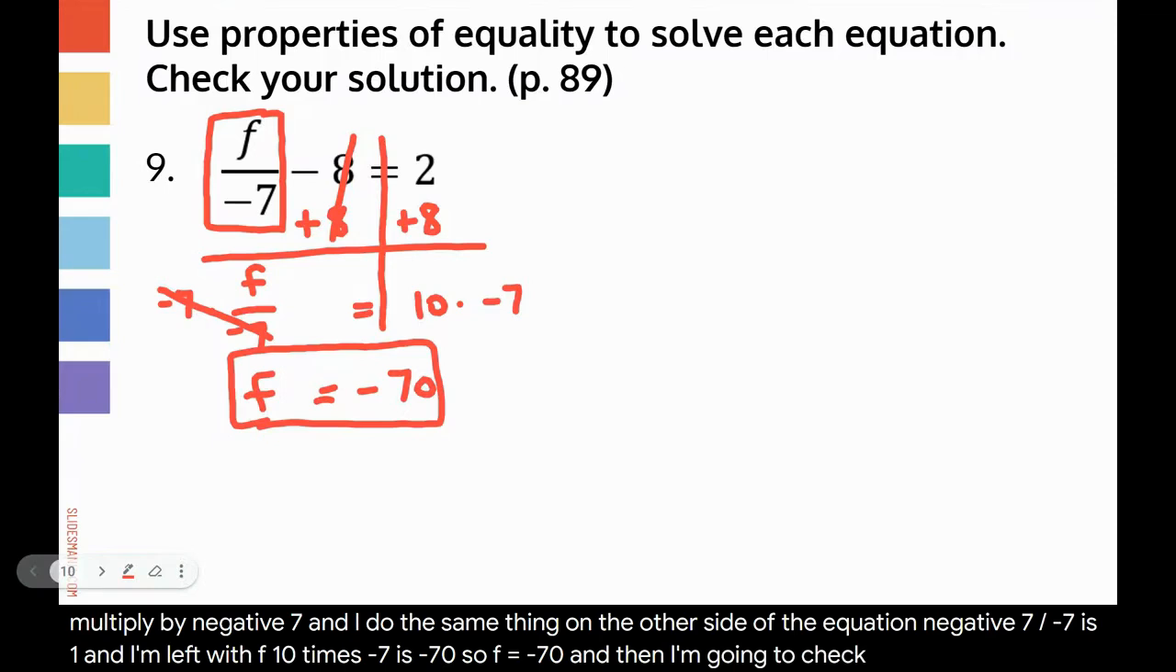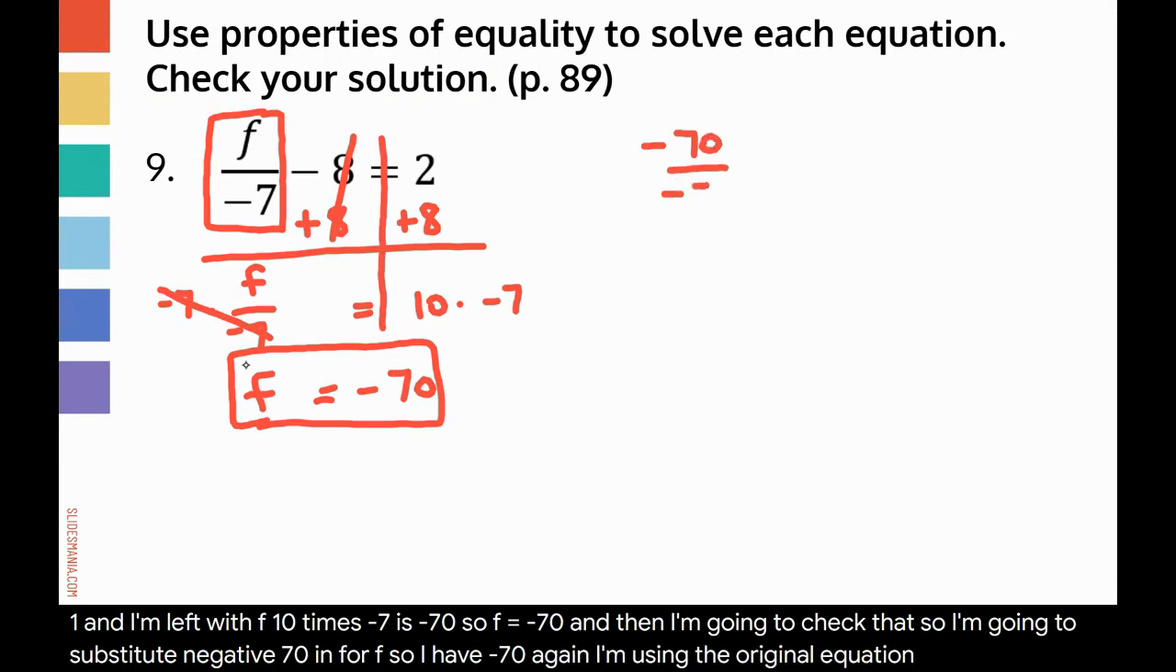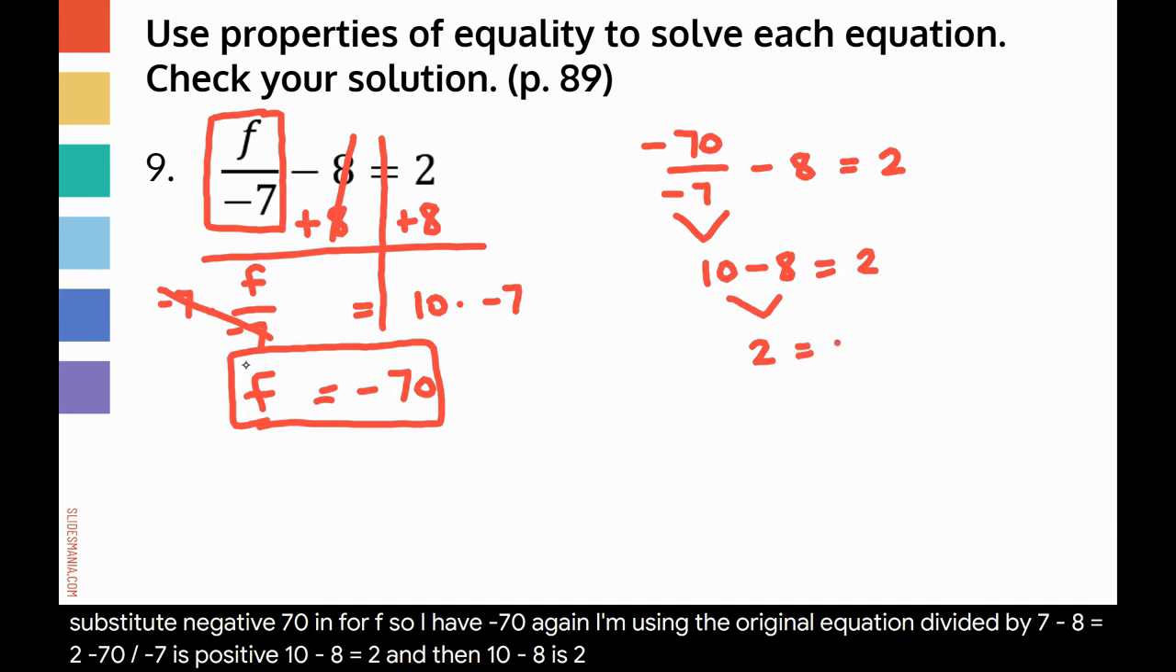And then I'm going to check that. So I'm going to substitute negative 70 in for f. So I have negative 70, again, I'm using the original equation, divided by negative 7, minus 8 equals 2. Negative 70 divided by negative 7 is positive 10. Minus 8 equals 2. And then 10 minus 8 is 2, which does equal 2. So that checks.